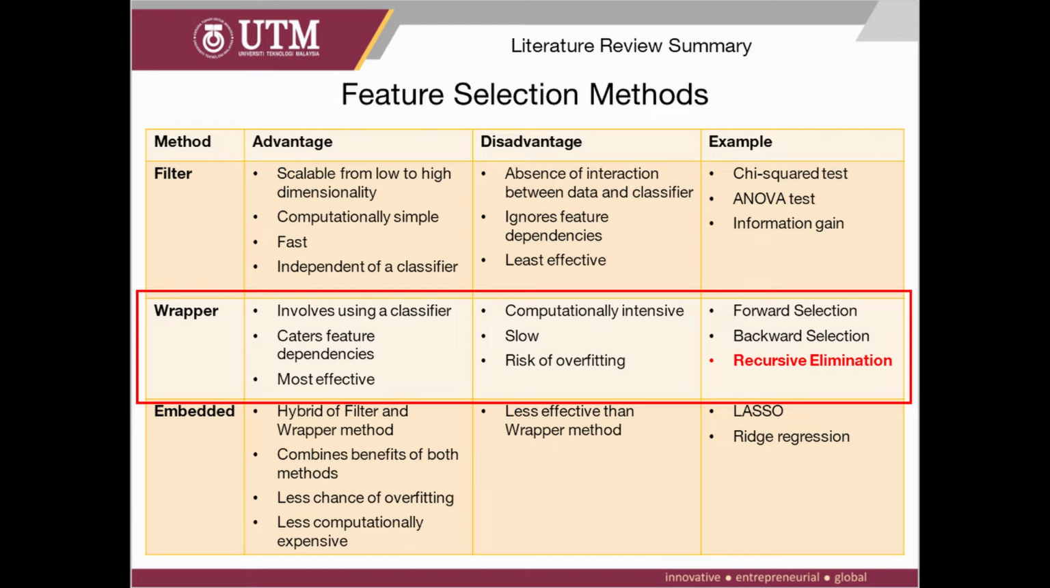The wrapper method solves the weaknesses in the filter method by involving the use of a classifier to cater for feature dependencies. It is thought to be the most effective method among the 3. However, it suffers from disadvantages such as being computationally expensive, slow, and having the risk of overfitting. The SVM-RFE method used in this study belongs to the wrapper method.